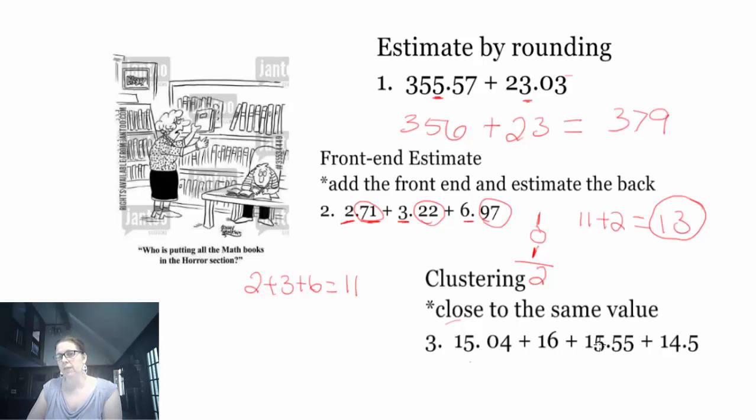15.04, 16, 15.55, and 14. Those are all pretty close to 15. So you could do 15 times 4. The point of clustering is to get them all to be the same number. Okay, so if you have one that's 50, then you wouldn't be able to do this one. So 15 times 4 would give you 60. All right, so clustering, you would actually turn it into a multiplication problem, and all the numbers have to be close to the same value.